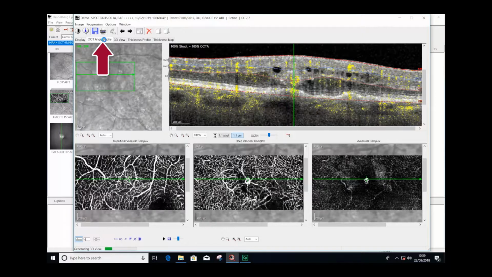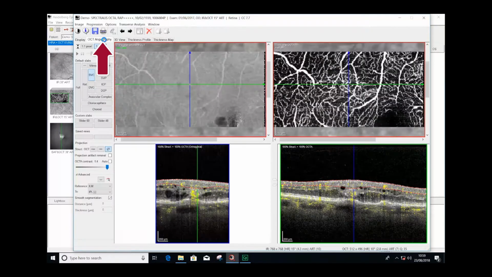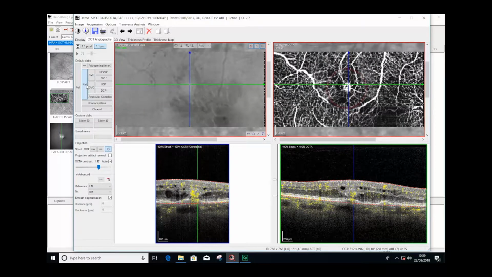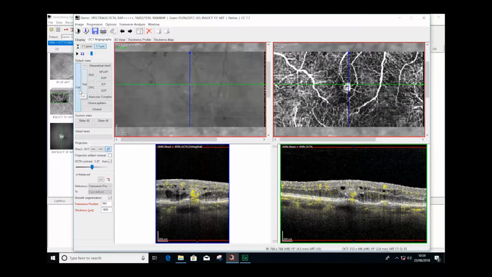Moving then to the OCT Angiography tab. Initially looking at the retinal segmentation, we can see a small vascular lesion with overlying retinal vessels. Using the full segmentation confirms the same information.